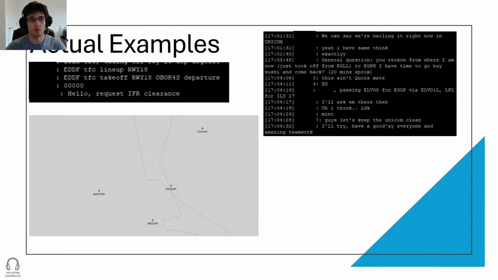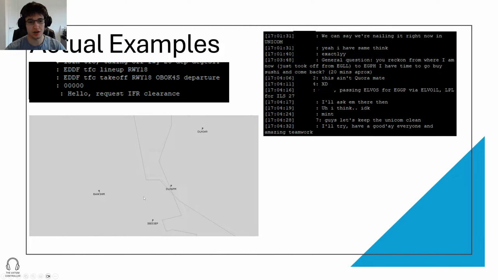They say they're lining up runway 18 and they're taking off on the departure. This is correct. This is very, very good. He's done exactly what he should do. It's clear and it's concise, and he's got what airport he's at there. But then you've got someone requesting something there, which obviously we've just discussed. You don't request anything on Unicom.